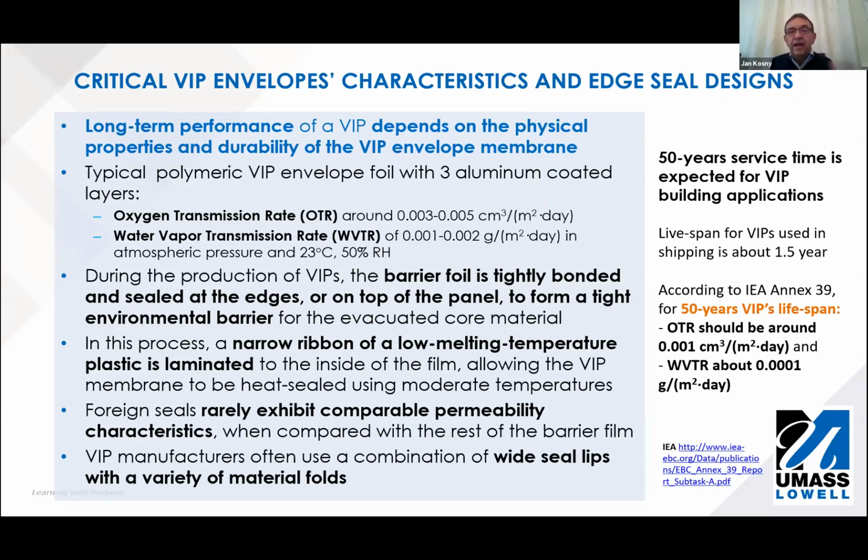On the left side, I listed oxygen transmission rate and water vapor transmission rate for a typical 3-layer aluminum coated foil, which is used as a membrane for vacuum insulation. You can see that there is like a 10, 15 times difference in parameters. And that means that there is still a long way for the industry to meet those 50 years lifetime requirements for those panels.